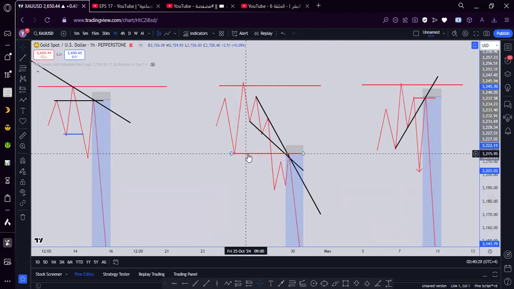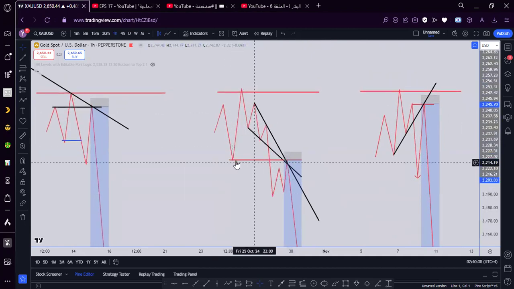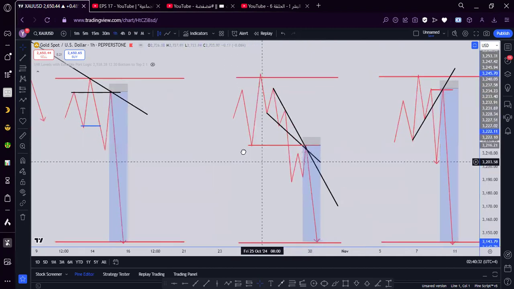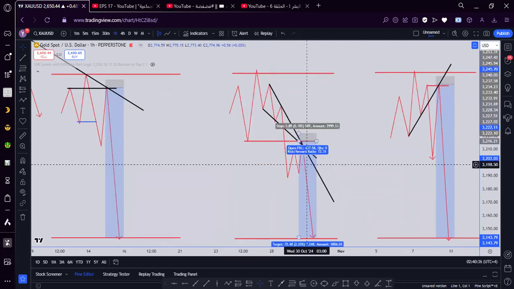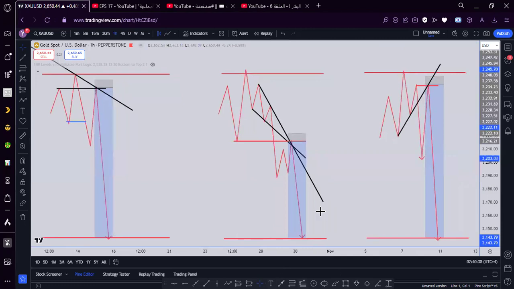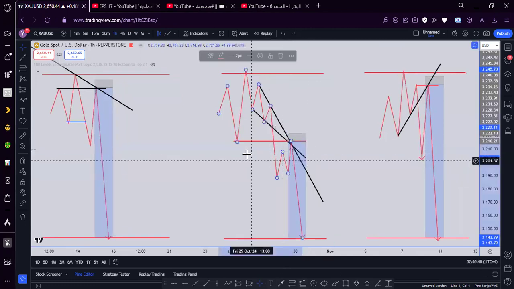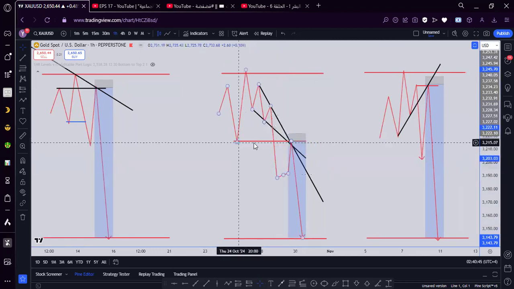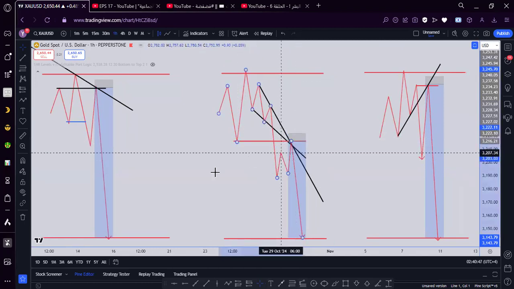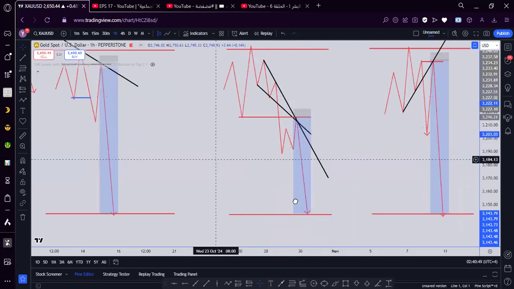And the first level that has a high probability that the price will react from is the SBR level, right? The SBR level. The price sometimes will miss the SBR level and sometimes will go from it directly, right? It's very simple. And always use the confirmation.